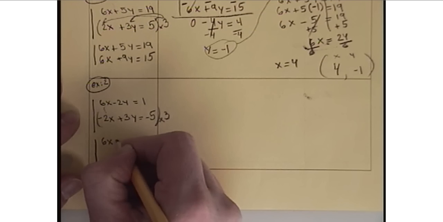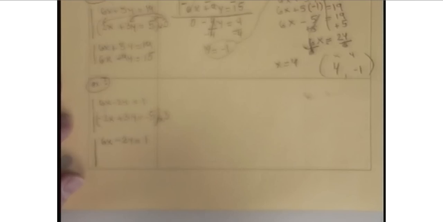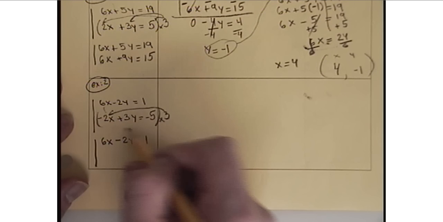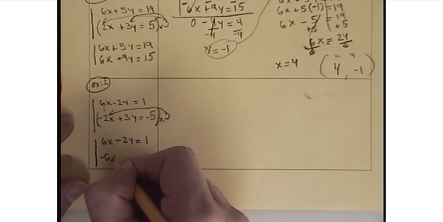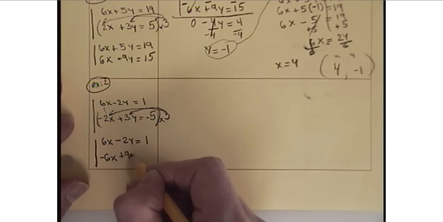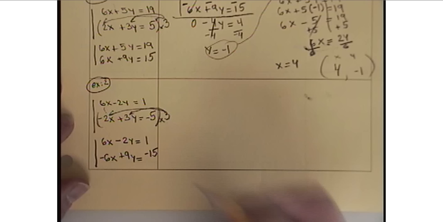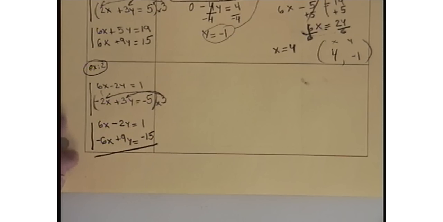6x minus 2y equals 1. Copy the first equation and then apply the distributive property here to multiply and change those numbers. Negative 2 times 3 is negative 6x. 3 times 3y is plus 9y equals negative 5 times 3, which is negative 15. So we have those two equations and we want to solve it. I'm going to use that space down here and solve it quickly.